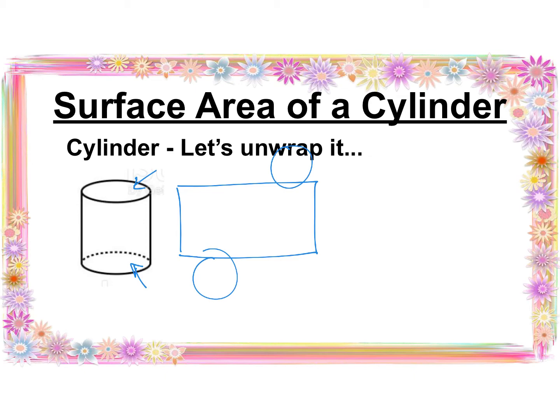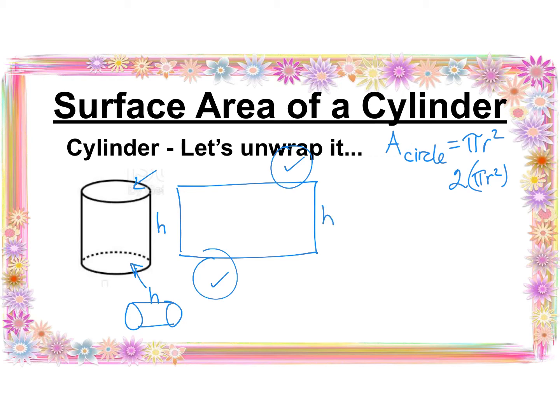So I have two circles, which we can find. We know the area of a circle is pi r squared, and I have two of them. So we're going to say 2 pi r squared. So those will count for my circles. But then we have to figure out this rectangle. We talk about the height of a cylinder as the distance between the two circles, or the two bases. Remember that it can be laying down, and then it's still the height there. So we'll have that height, and that will be the height of the rectangle.